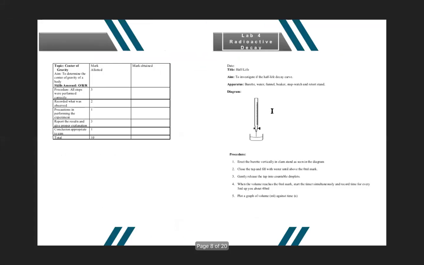Okay, lab 3, lab 4. So this looks familiar, right? Yes, sir. We see this popping up again. Plot a graph of volume against time. Which one goes on the y-axis? Volume goes on the y-axis, sir, and time on the x-axis.